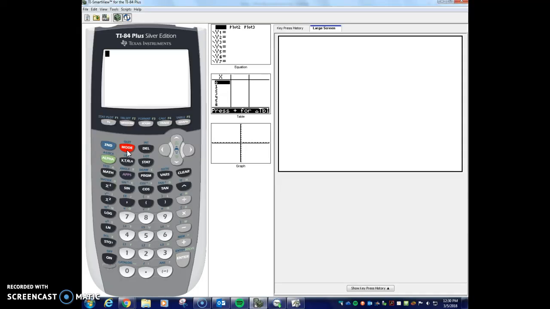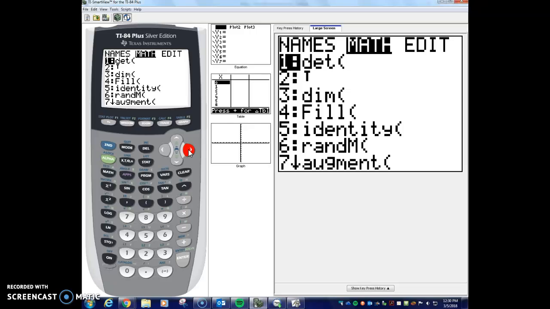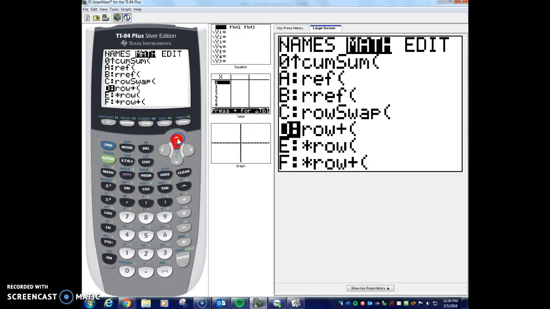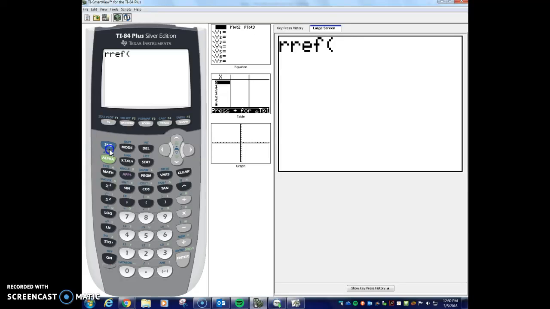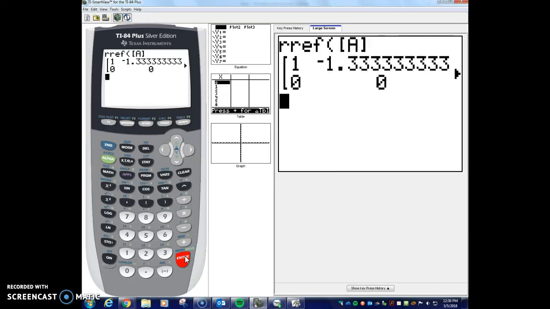Okay, and so then I'm going to 2nd x^-1, go over to math, and go up to rref, hit enter. And then 2nd x^-1, and we were dealing with matrix A. Okay, so I have 1, negative 1.33333, and negative 3.33333.